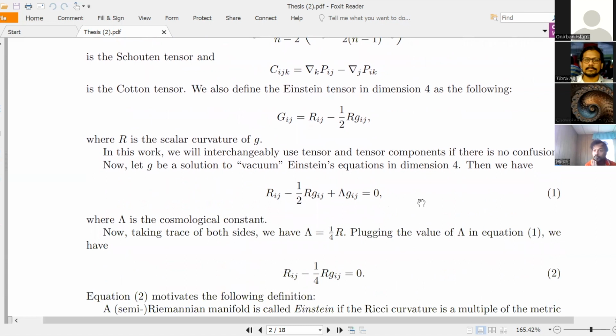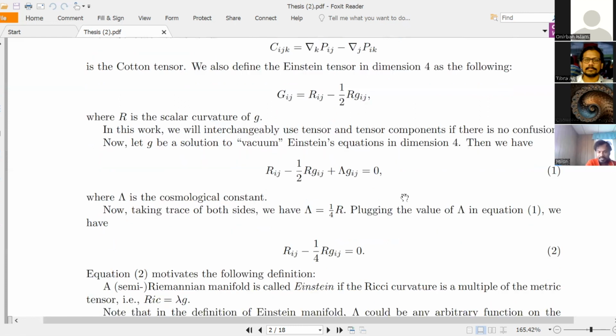And here is my vacuum Einstein. Now I'm showing you the proof why any solution of Einstein equation is also a solution to Bach equations. Here is my Einstein's field equation, the vacuum one, quote unquote. And if you take trace, very naively speaking, you multiply inverse Gij on both sides, then you have the value of your lambda cosmological constant, which is 1/r. This basically tells you your scalar curvature is constant.